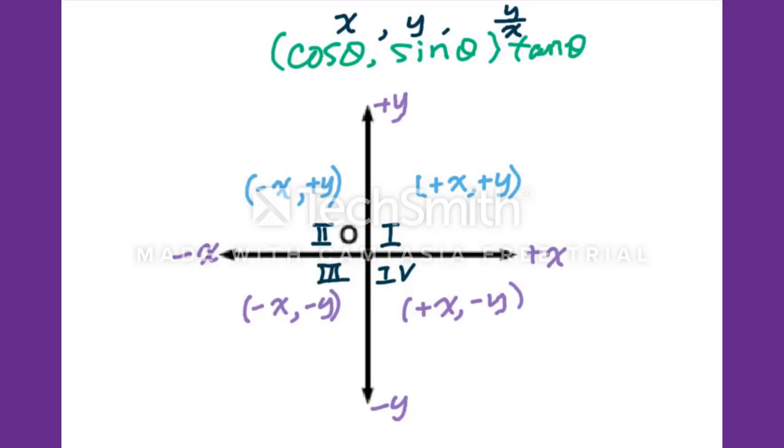We can label for the unit circle that each point's coordinates will be CST, meaning cosine, sine, tangent. So let's label as CST.